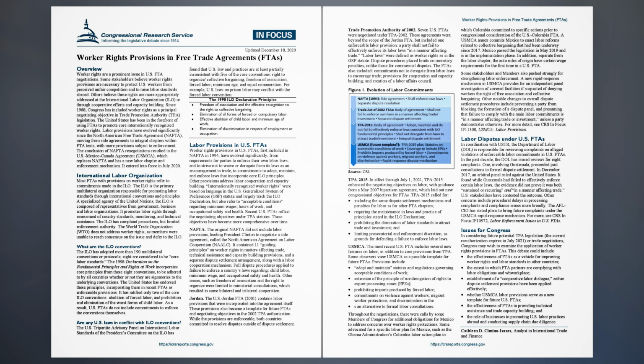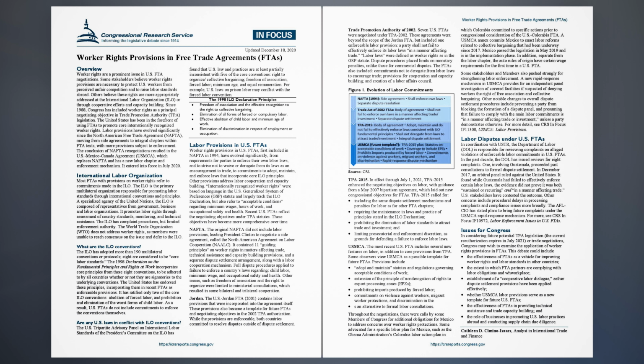What are the ILO conventions? The ILO has adopted more than 190 multilateral conventions or protocols. 8 are considered to be core labor standards. The 1998 Declaration on the Fundamental Principles and Rights at Work incorporates core principles from these 8 conventions, to be adhered to by all countries whether or not they are signatories to the underlying conventions. The United States has endorsed these principles, incorporating them in recent FTAs as enforceable provisions.